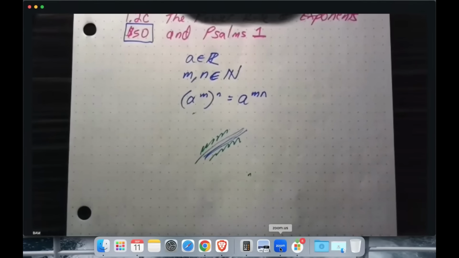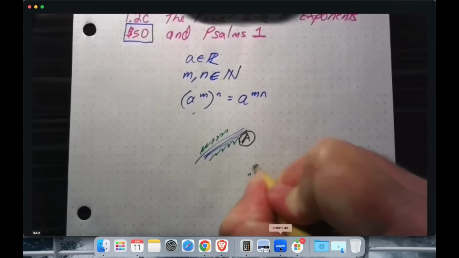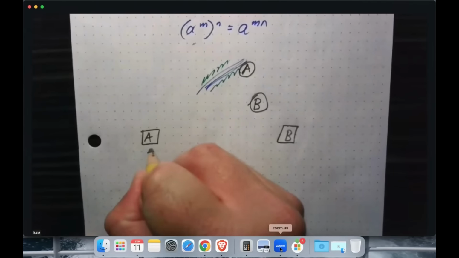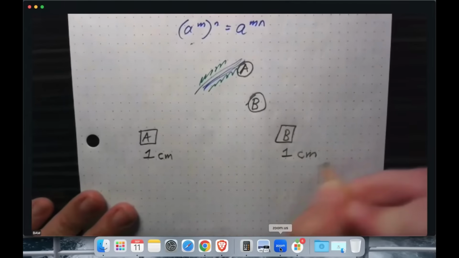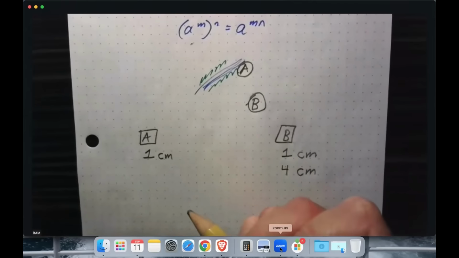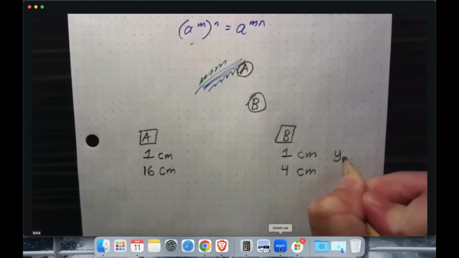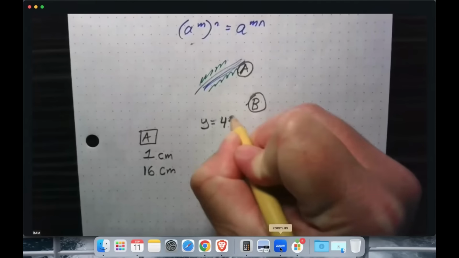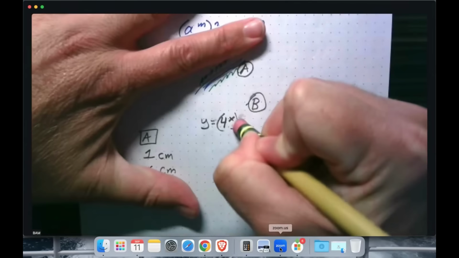Let's say that we have a plant up here in area A and one over here in area B. Both begin at 1 centimeter tall. After 1 unit of time, this one is 4 centimeters tall, but this one is even taller, like 16 centimeters tall. We have a formula that says y equals 4 to the power of x, and all of that raised to the power of z, or z if you're in Canada.